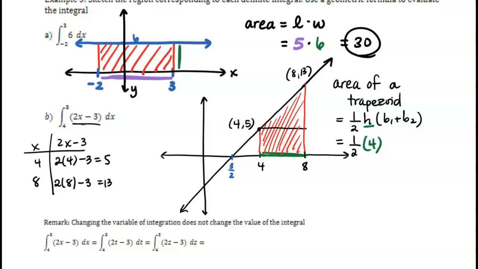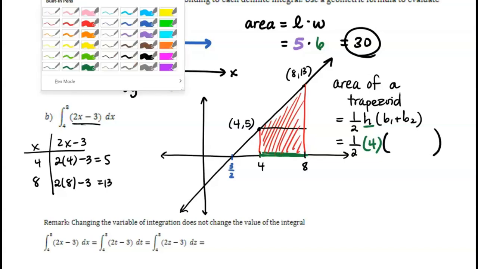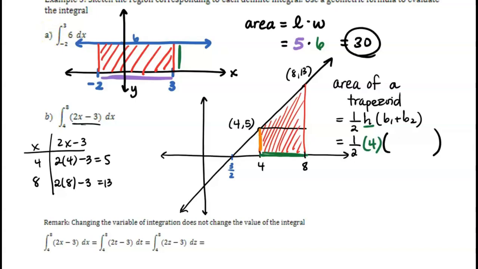And so let's get our parentheses put back in here. Base 1 can be this one, and base 2 can be that one, but the two bases do need to be parallel to each other. Base 1 has a length of 5. You can see that from the y coordinate that's on there. And then base 2 has a length of 13. So we have 5 plus 13, which gives us 18. Dividing that by 2, I'm just going to stick that with the 1/2 in the front, gives us 9, and 9 times 4 gives us 36.